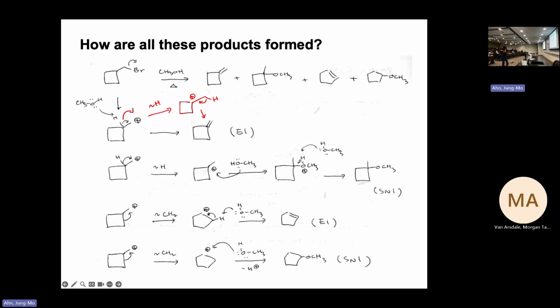So this is a very mechanistically rich problem. You should be able to think it through all the way to the end for every possibility. So this is something that you should prepare yourself for.